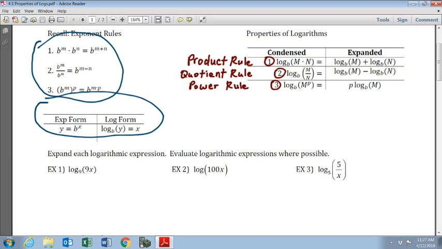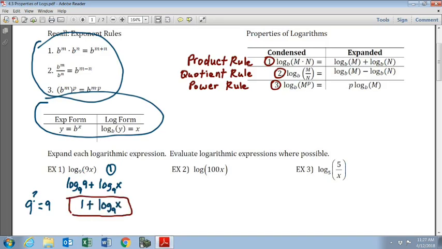Clearly we have the log of a product, 9 times x. So we're going to use the first rule, and we're going to split this into two logs: log base 9 of 9 plus the log base 9 of x. Again, we're just using the product rule. Now if you look at the left here, log base 9 of 9, we need to think back to what that really means. Remember, a logarithm is an exponent. In this case, it's the exponent you put on a base of 9 to get an answer of 9, and that would be 1. So log base 9 of 9 is 1, and it'll be plus log base 9 of x.